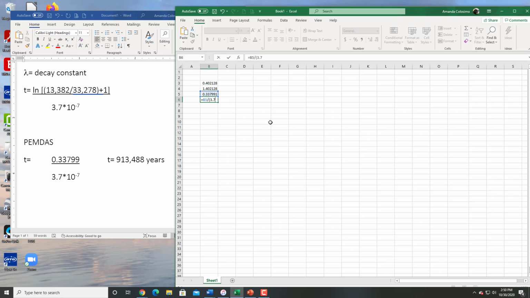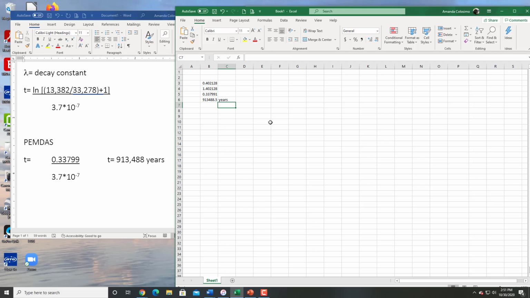So 3.7 times, an asterisk is times in Excel, 10 raised to the negative 7. So use the little caret that is above the number 6 to make that, and then you hit enter, and look, we got the same exact number of 913,488 years. So that's 2 different ways you can do it.